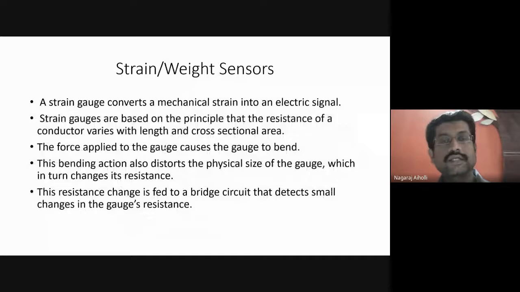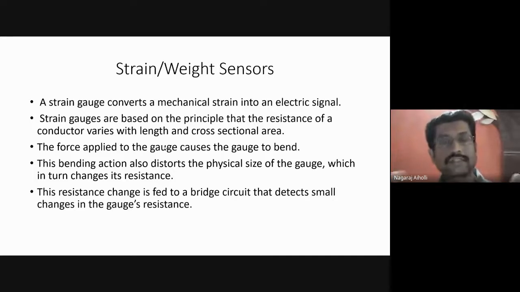Next, we will move on to one more sensor. It is called the strain gauge or weight type of sensor. As the name indicates, it is the sensor which is meant to measure strain. Strain here means to measure the load or the weight. The object having certain weight or pressure is placed on this strain gauge sensor, and the sensor undergoes certain stress or strain. Either it compresses or it expands.